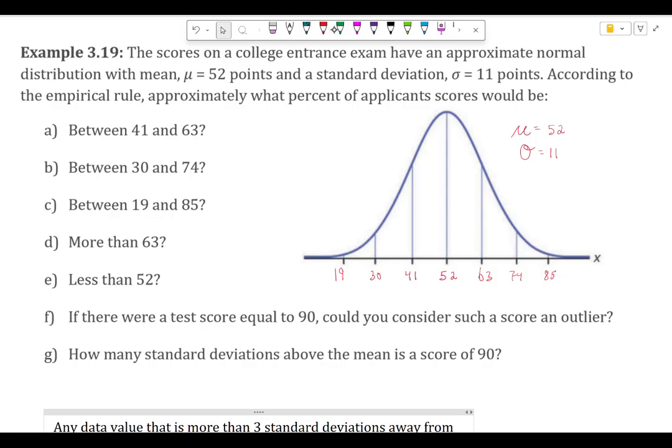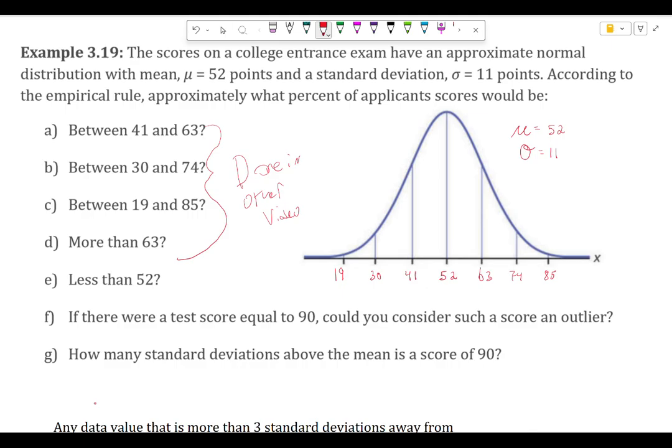We looked at this example in the other video that goes into a lot more detail. It says that the scores on a college entrance exam have an approximate normal distribution with a mean of 52 and a standard deviation of 11. According to the empirical rule, we can figure out all this stuff, and we've done that. A through E are done in the other video, so please take a minute to watch that if you haven't. I want to focus on F and G and then build into what we should be knowing about z-scores.